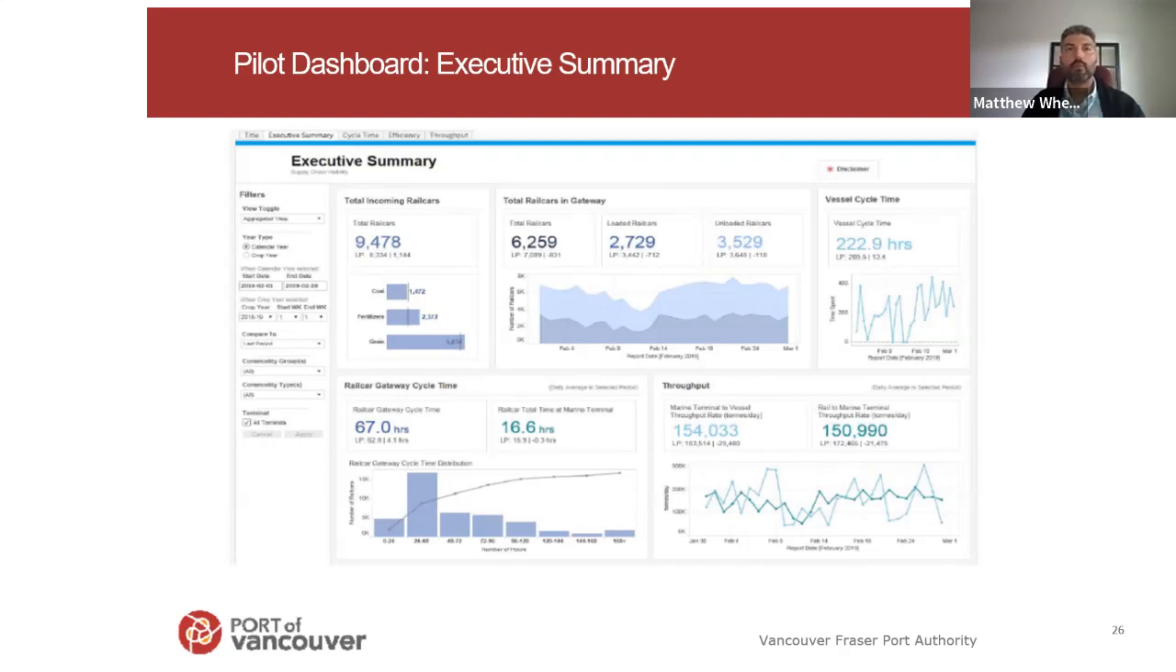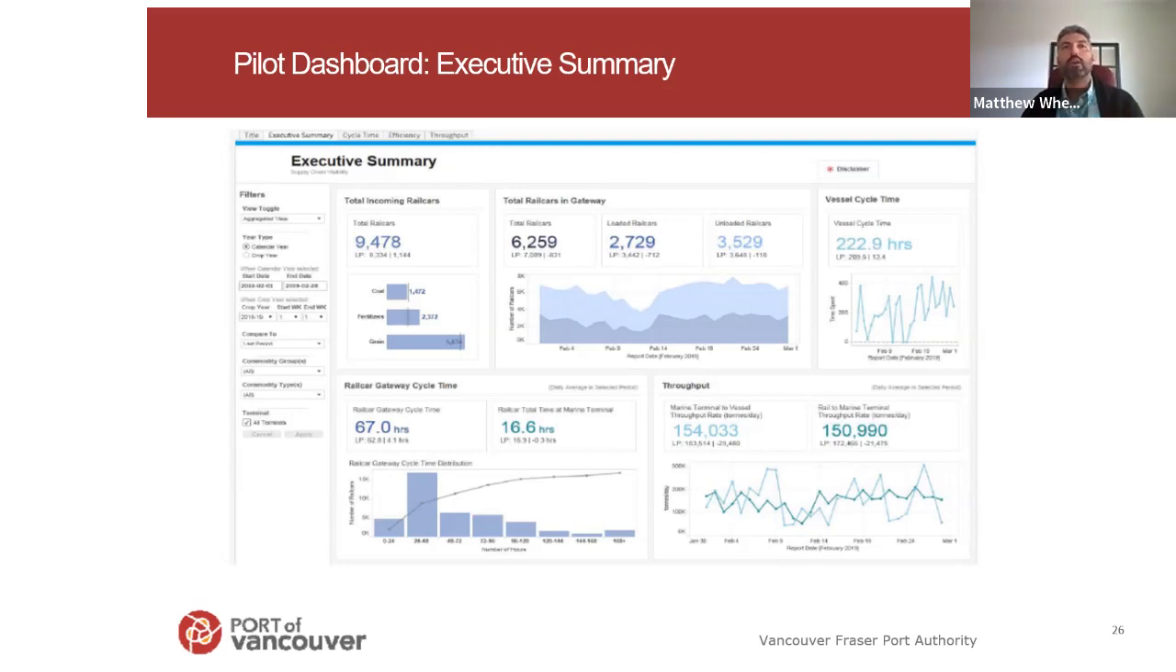You can see this provides a gateway view and provides information on various components or segments of the supply chain. Right here, we're seeing it aggregated across all of the commodities, but depending on your access, you were able to filter for a specific commodity, be it grain, coal, potash, specific terminals, and filter the date range, railway, and so on. On the executive summary, which I think is really the page that provides probably the most information, the best snapshot of the performance of the gateway, we were able to see the incoming rail cars for each commodity, the rail cars in the gateway, vessel cycle time, rail cars gateway cycle time, and throughput.